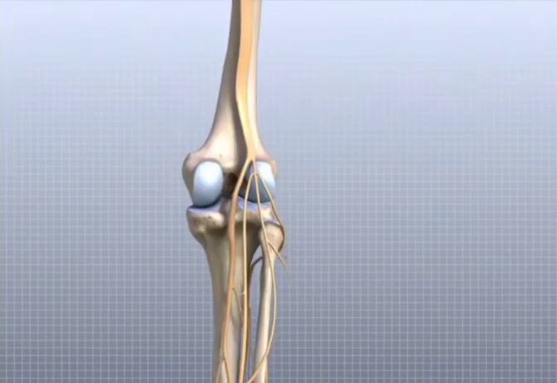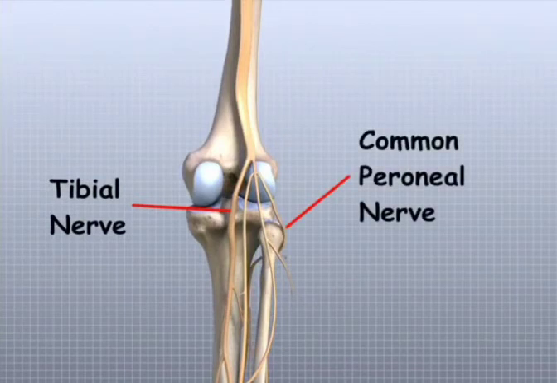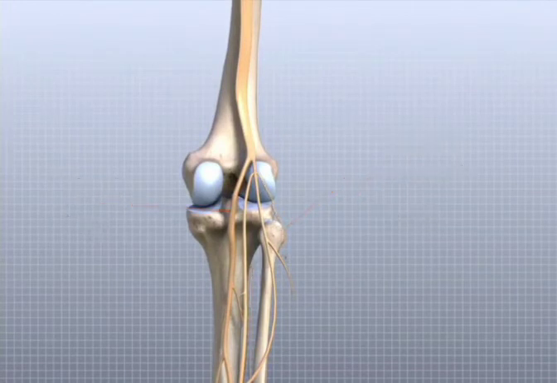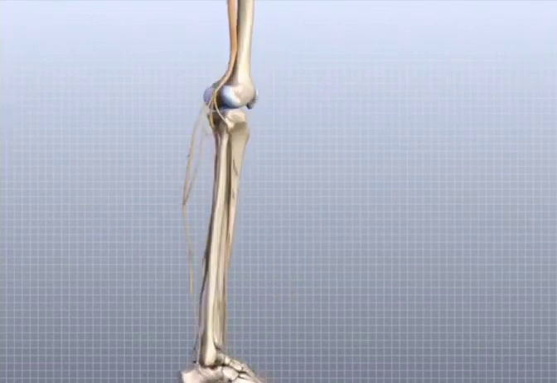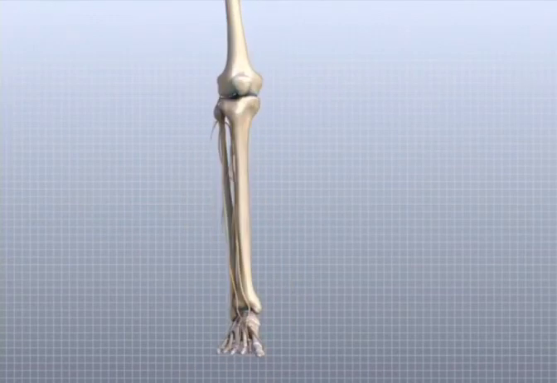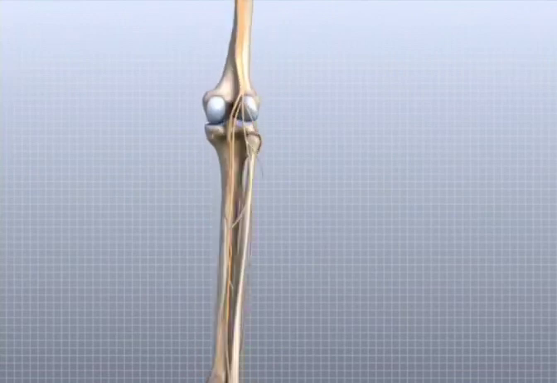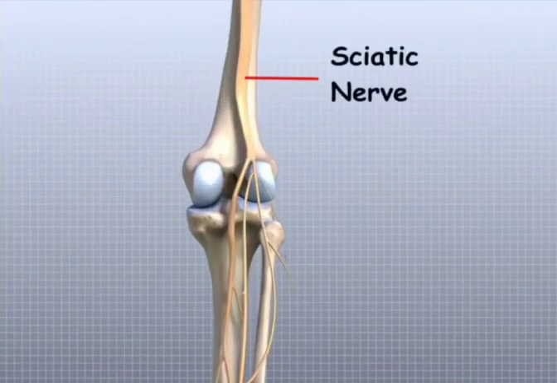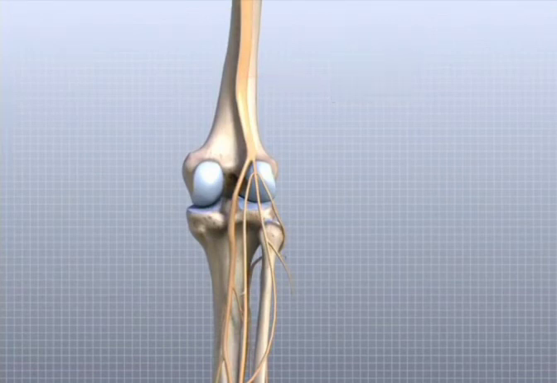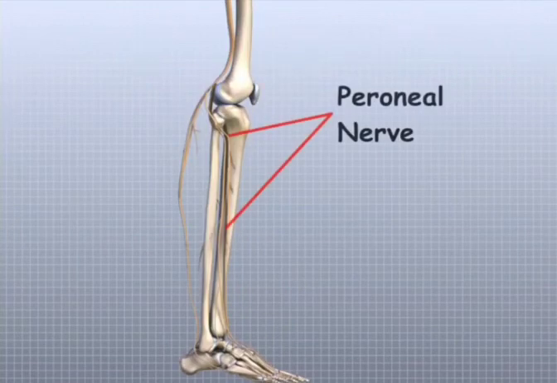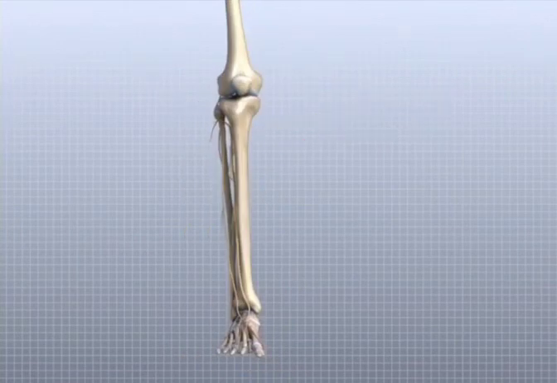The most important nerves around the knee are the tibial nerve and the common peroneal nerve in the back of the knee. These two nerves travel to the lower leg and foot, supplying sensation and muscle control. The large sciatic nerve splits just above the knee to form the tibial nerve and the common peroneal nerve. The tibial nerve continues down the back of the leg, while the common peroneal nerve travels around the outside of the knee and down the front of the leg to the foot. Both of these nerves can be damaged by injuries around the knee.